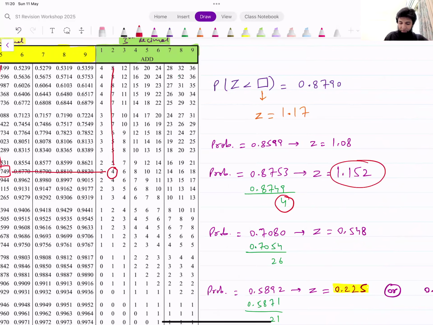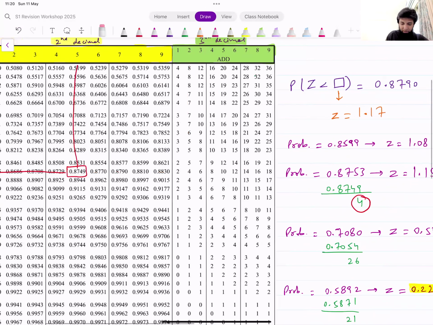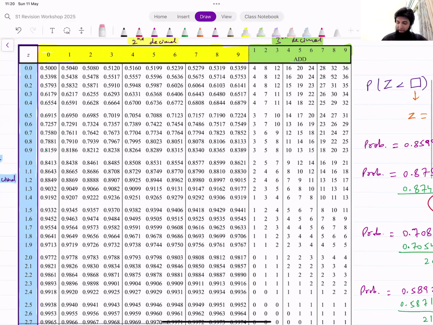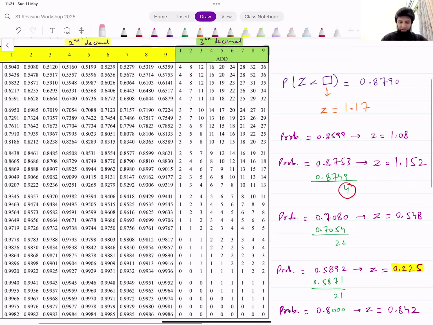Okay, let's take another example. So in this case, we had to have the third decimal place as well, and that's how you can find that.